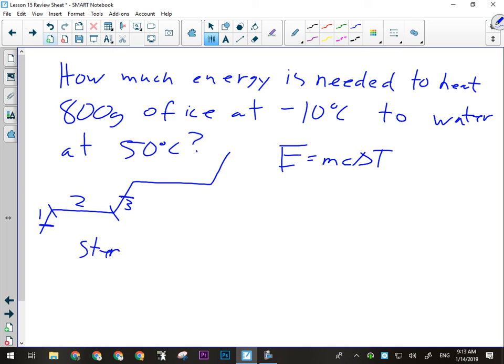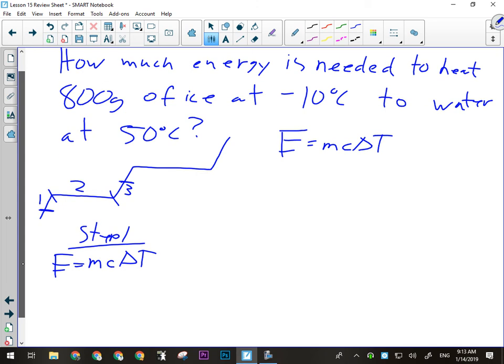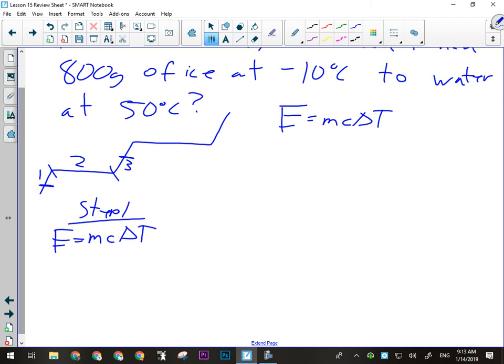So in step 1, I'm going to use E equals mcΔT because I'm heating the ice from minus 10 to 0, okay? Because that's where this part goes, from minus 10 to 0 degrees Celsius. So that'll be 800 grams times the specific heat capacity of ice, which is 2.116, times the temperature change. I'm going from minus 10 to 0, so my temperature change is only 10 degrees.